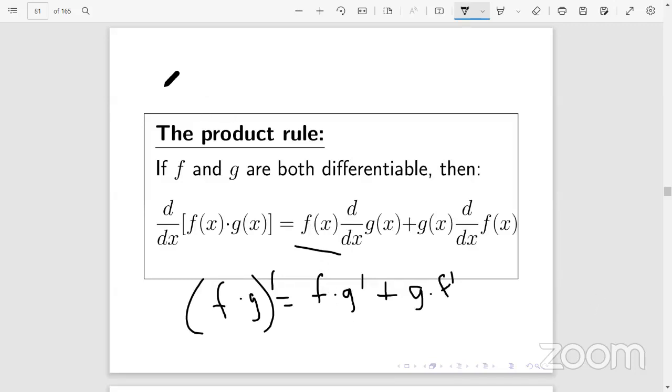And even if maybe we have three functions, f times g times h, it's the same thing. You keep two functions constant, differentiate the other, then the one that you differentiated, and so on. I hope it makes sense.